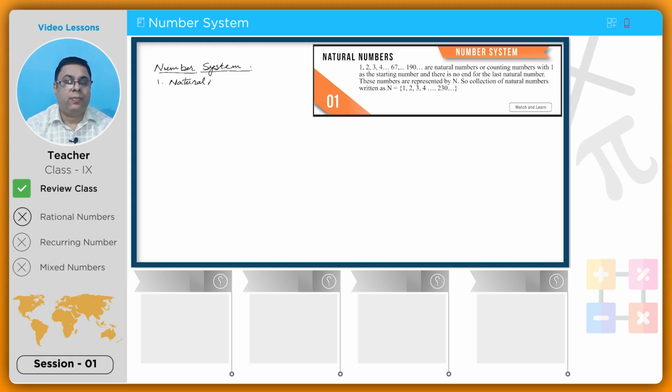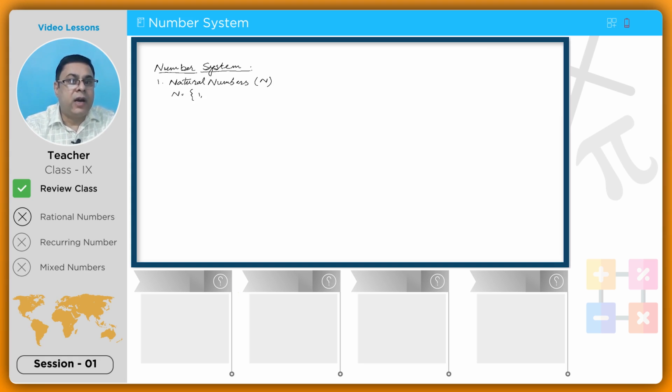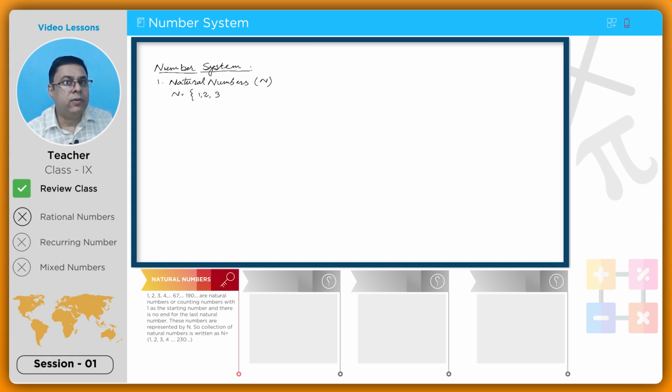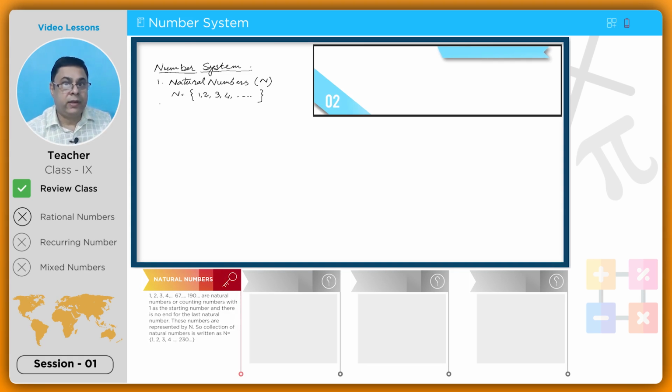The first group, as you know, is of natural numbers. These natural numbers are represented by capital N. So capital N is a collection of numbers which starts from 1, and there is no end to the natural numbers: 1, 2, 3, 4 up to infinity, right? Remember, there is no 0 in the natural numbers group.